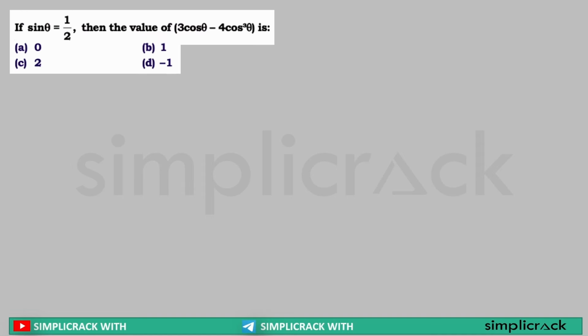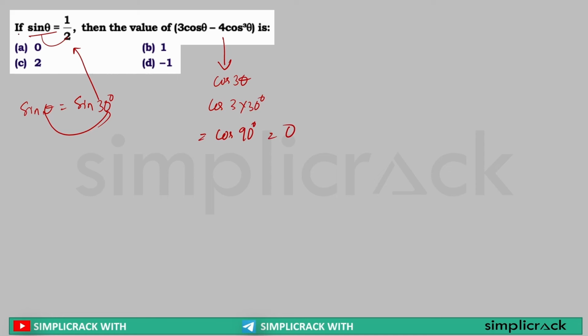Now, sir, if sin theta is equal to 1 by 2, what is the value of 3 cos theta minus 4 cos cube theta? Now understand. 3 cos theta minus 4 cos cube theta is equal to cos 3 theta. First of all, sin theta is equal to 1 by 2. The value 1 by 2 is equal to sin 30 degree because sin 30 degree is equal to 1 by 2. That means theta is 30 degree. So it is cos of 3 into 30 degree. That means cos 90 degree and its value is 0. Option A. Clear? CGL 2022 question. Got it? Yes or no?